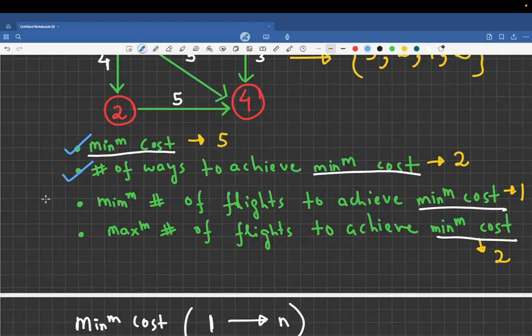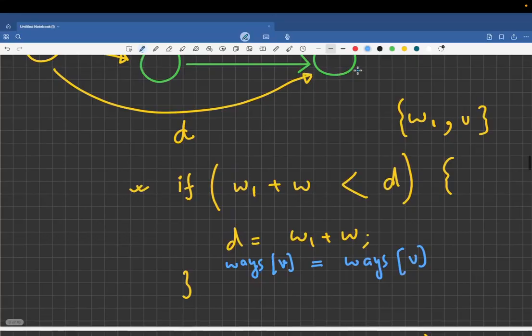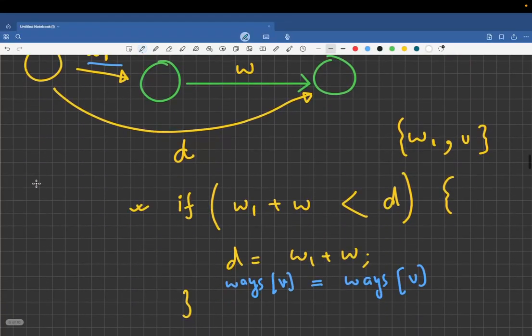Now, exactly the same way, we will calculate the minimum number of flights required and the maximum number of flights required. I will just explain for minimum; exactly the same way you can do it for maximum as well. So for minimum, again, I will have a minimum vector.